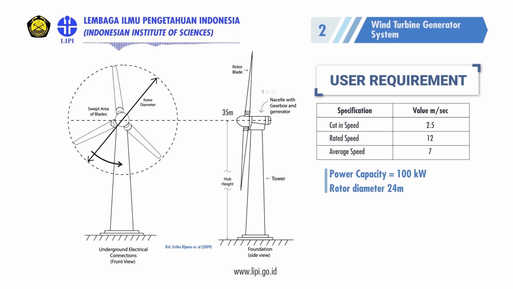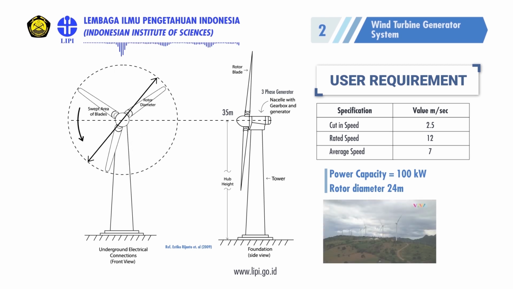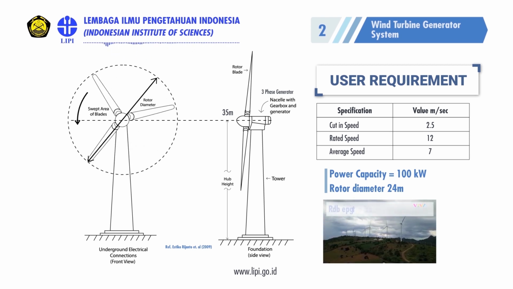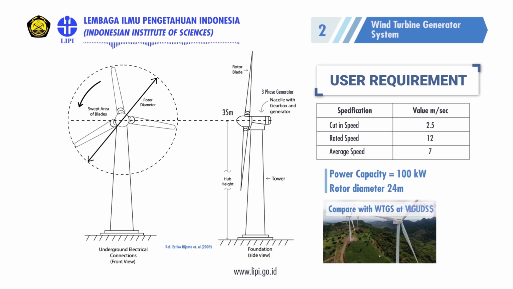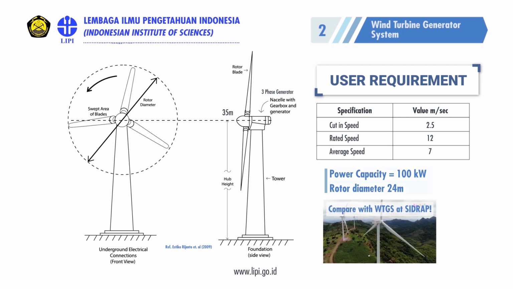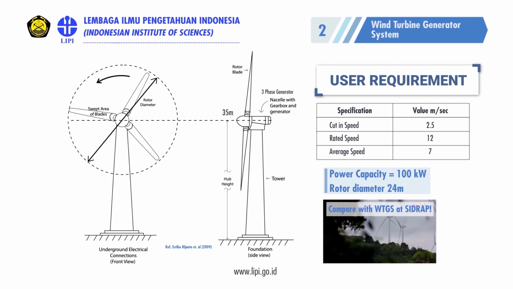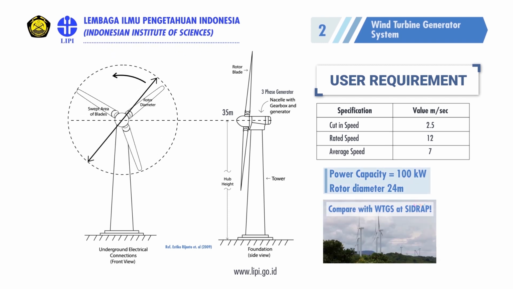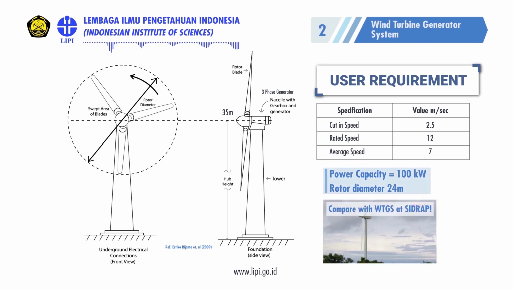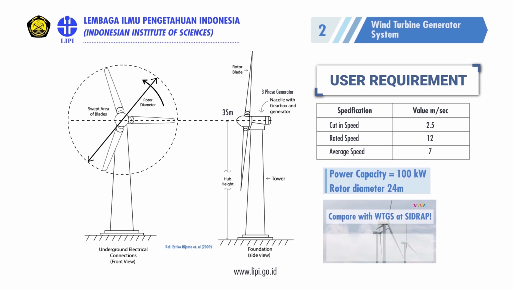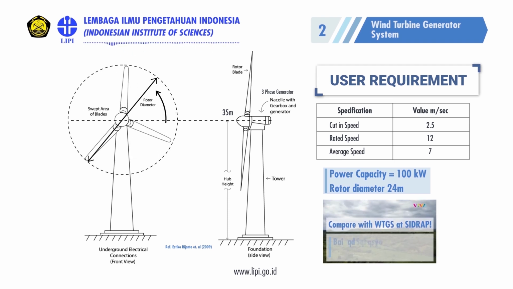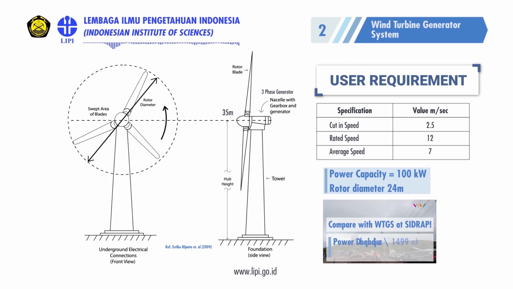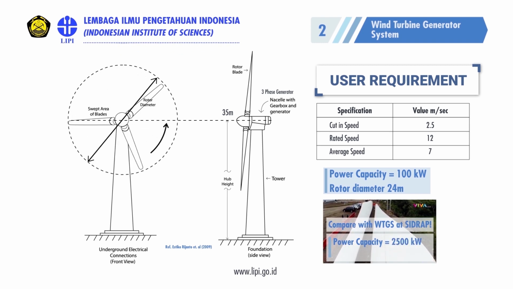We use a three-phase generator. The turbine and the generator are coupled by a gearbox. Now, let's make a comparison between our system with the one in Sidrap, Sulawesi Island. Our system capacity is 100 kilowatt with rotor diameter of 24 meter. The one in Sulawesi has the capacity of 2,500 kilowatt.